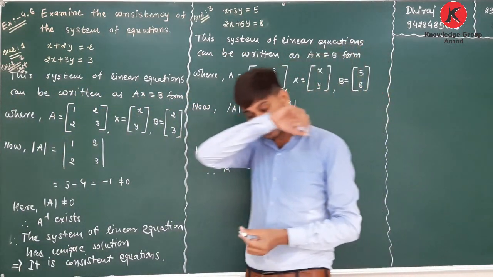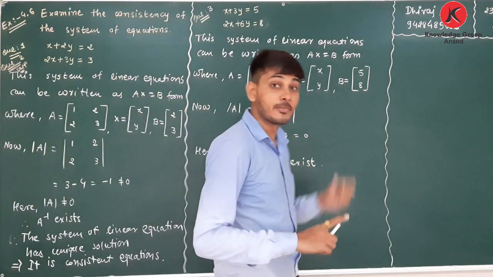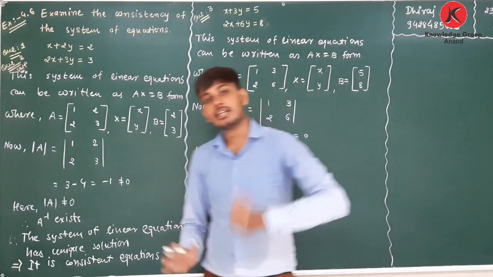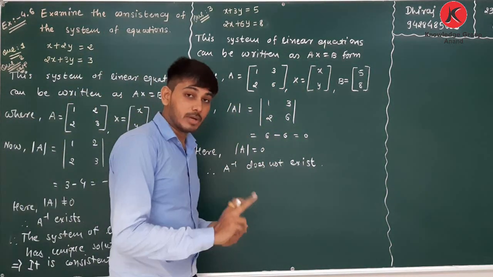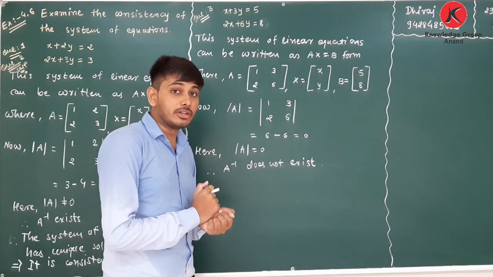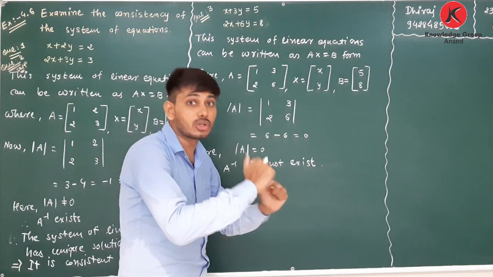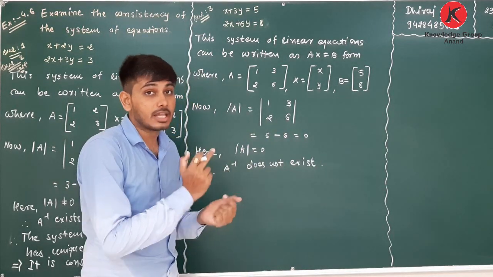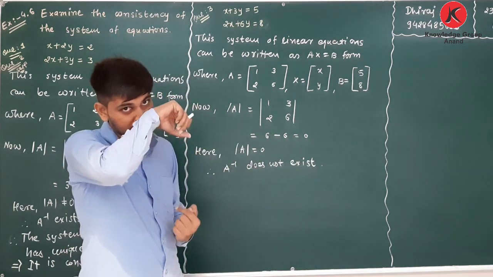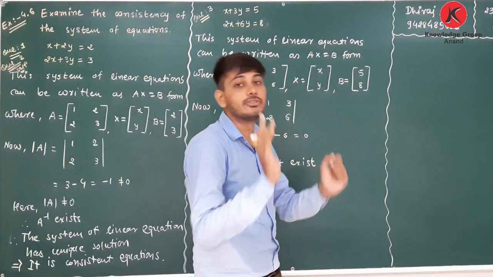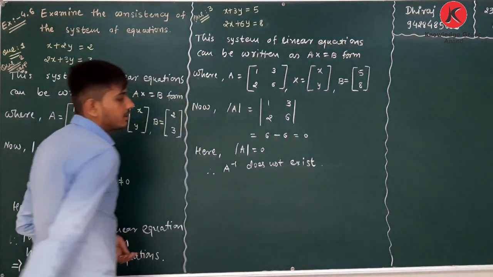You have to check adjoint of A into B, which is not equal to 0 matrix. Then we can directly say that this system of equations is inconsistent. But if adjoint of A into B is equal to 0 matrix, then it may be consistent or inconsistent. It can be consistent, otherwise it can also be inconsistent. Right? So we cannot directly say. Right? Okay, so A inverse does not exist.